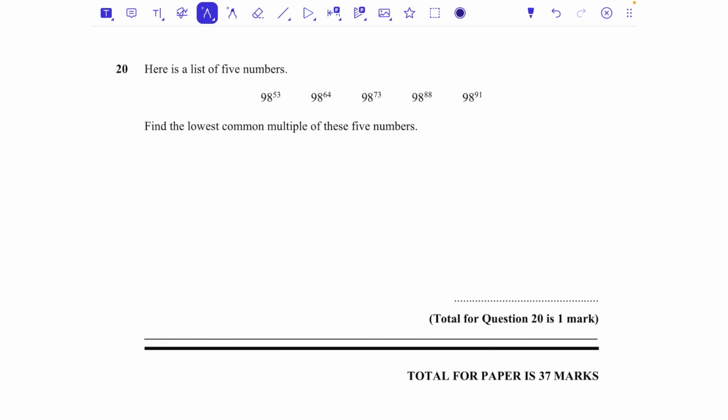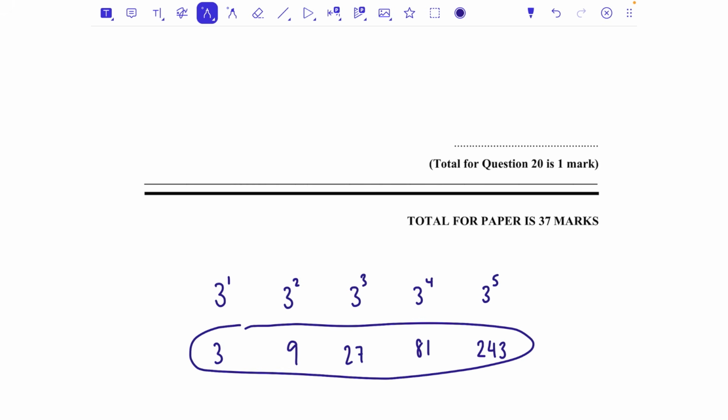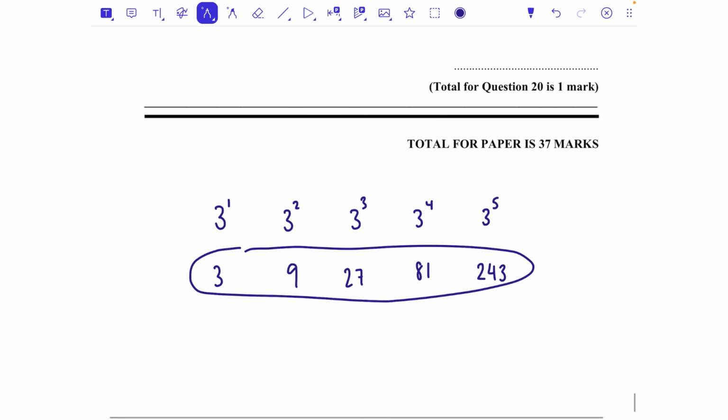So I think the easiest way to show this is actually to make the numbers much smaller and just show you what's happening. So if I had 3 to the power of 1, 3 squared, 3 cubed, 3 to the power of 4, and let's just do 3 to the power of 5 just because we can, then this would be 3, 9, 27, 81, and 243. Now if I asked you for the lowest common multiple of these numbers, I'm asking you for the first number that's in the 3 times table, and also in the 9 times table, and also in the 27 times table, and the 81 times table, and the 243 times table.